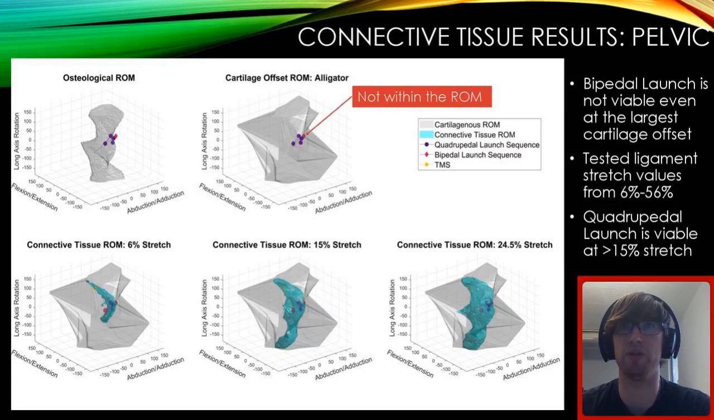So in terms of the ligaments we've done, we've used them from the literature, and they ranged from as small as a 6% ligamentous stretch all the way up through a 56%. Now, on the other hand, our quadrupedal launch sequence again required a cartilaginous offset. However, once you got within 15% stretch of the ligaments, it was considered viable. So basically what this means overall is that the Coloborhynchus, at least using the average launches that we had, would be capable of a quadrupedal launch. However, it would not be capable of launching bipedally.